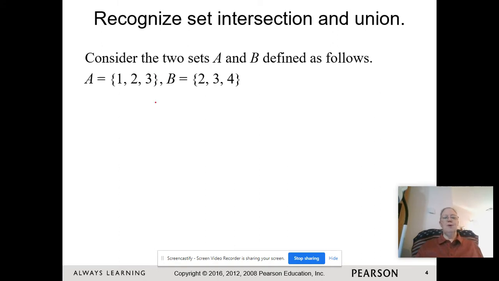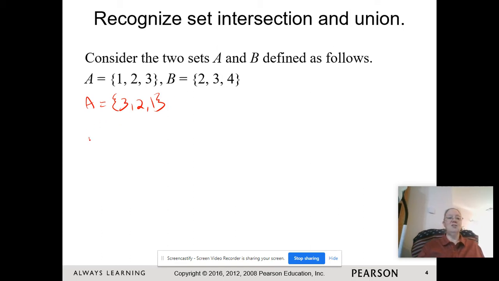So let's suppose we have two different sets. We've got set A. Remember, the braces indicate that we have a set. And when you have sets, the order doesn't matter in which we write them. So we could say set A was 3, 2, 1, and that would be perfectly fine. There's nothing wrong with that. The order does not matter.